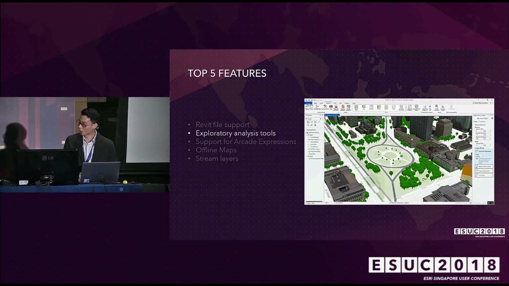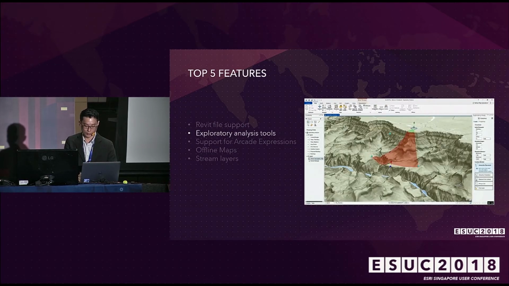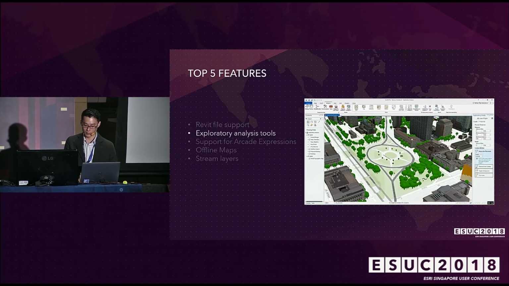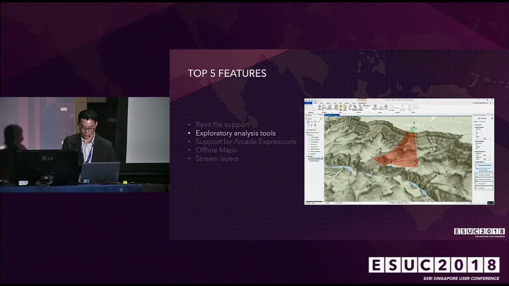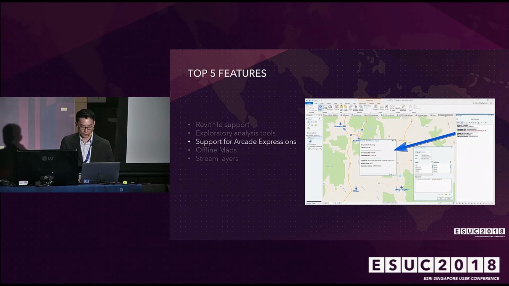In Pro, we also allowed exploratory analysis, so you can have quick investigations by interactively creating graphics and analysis on the fly. For example, line of sight, view dome, or viewshed analysis. We also support Arcade expressions, so you can write simple scripts to control how your labeling occurs. This is possible, and scripts are portable. It is available through the entire ArcGIS platform.